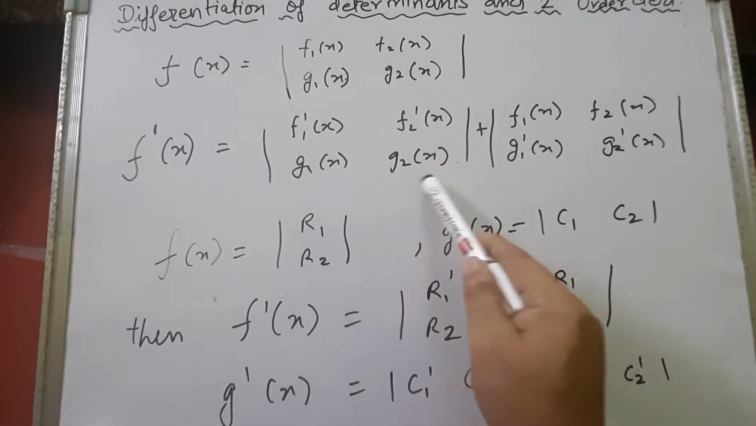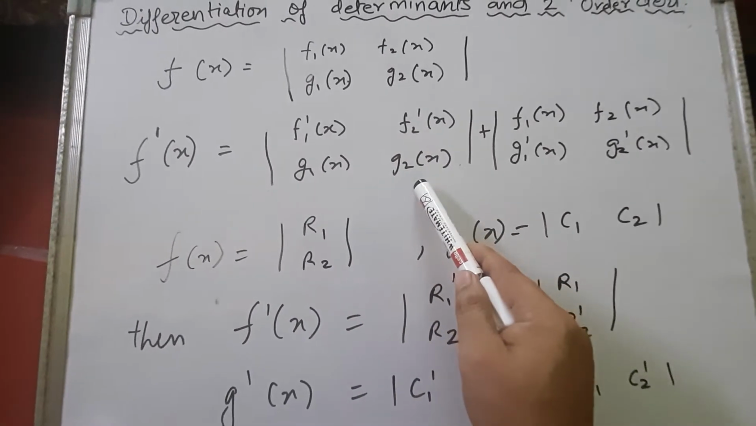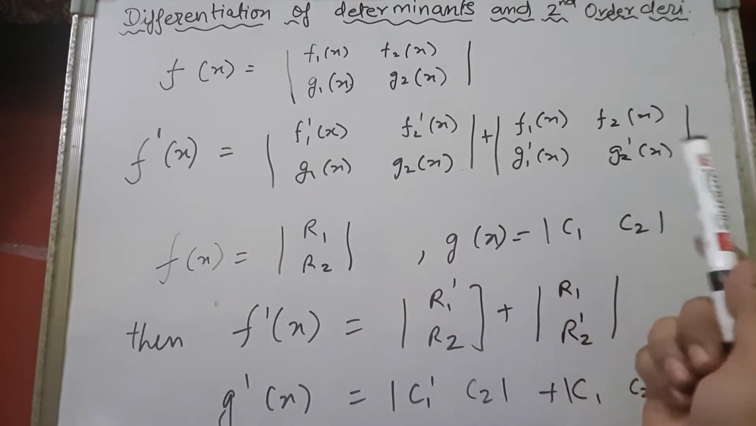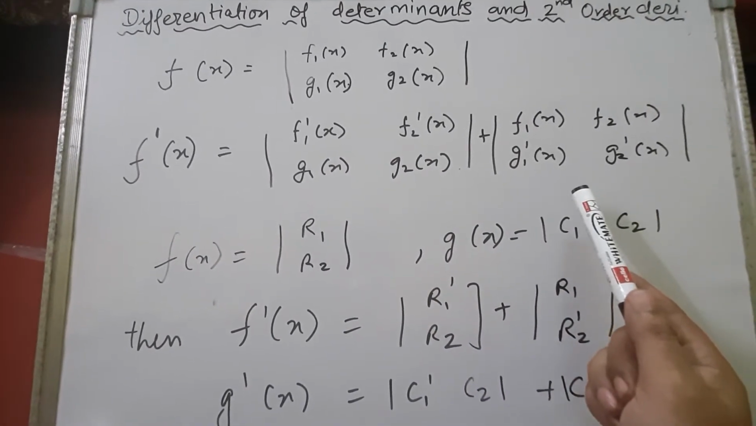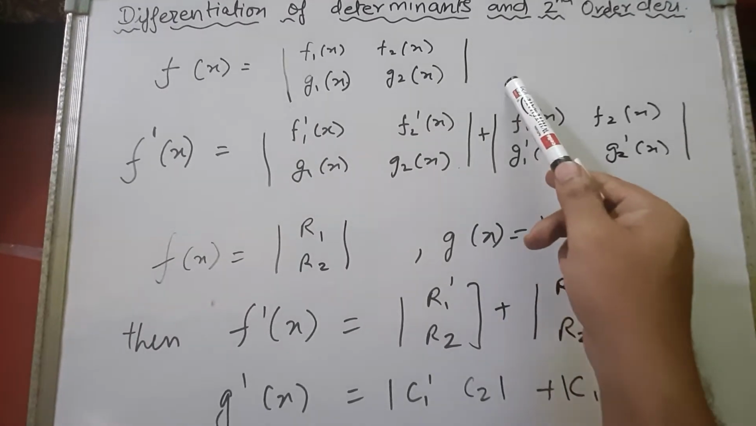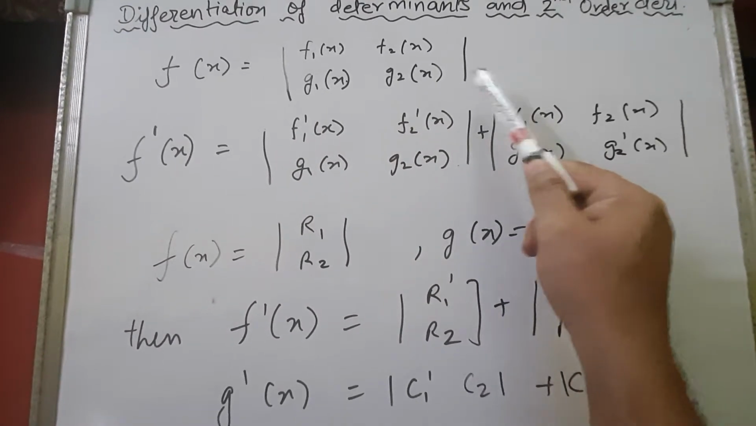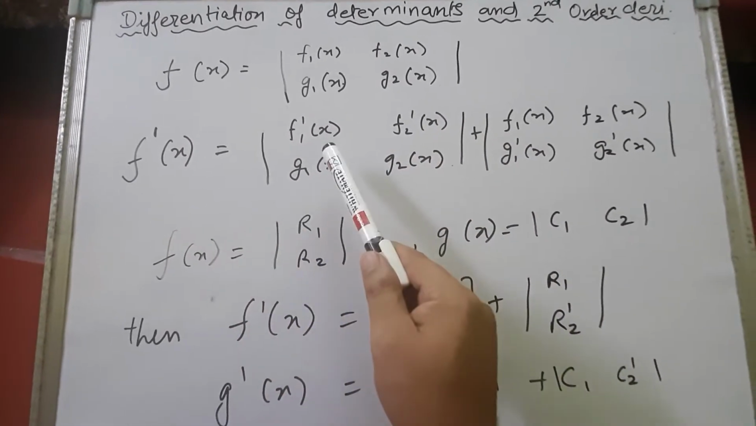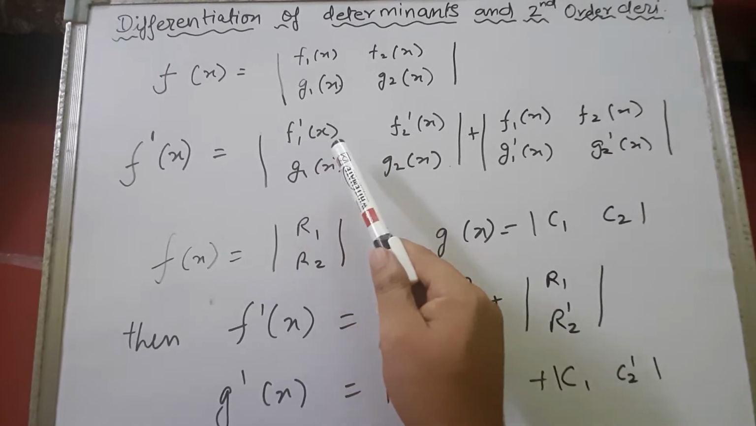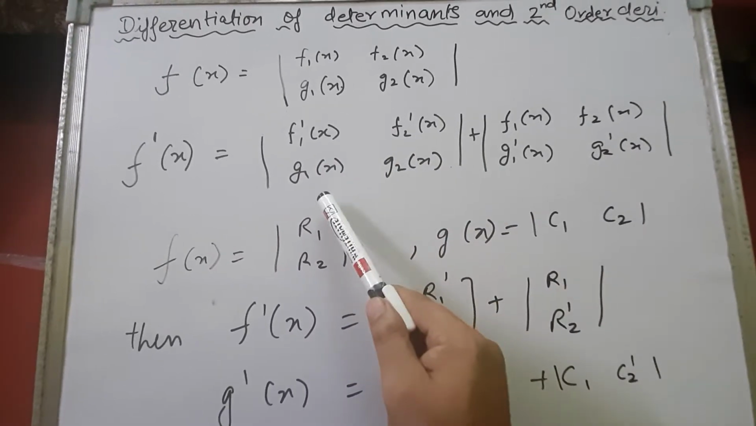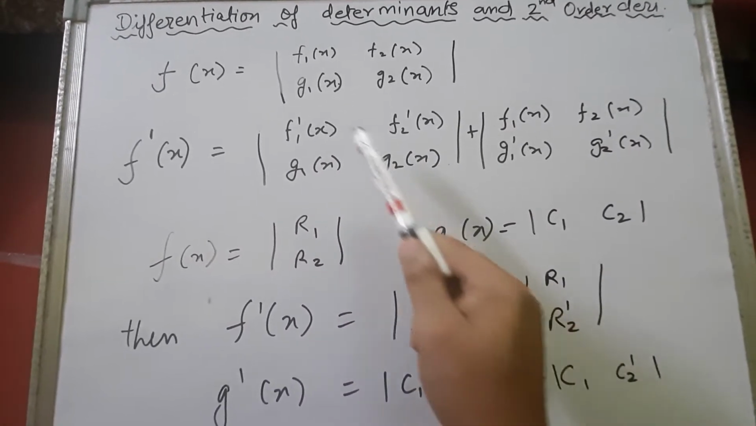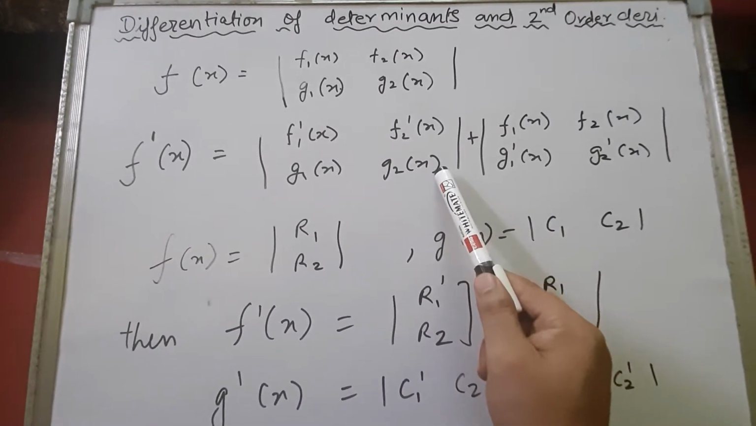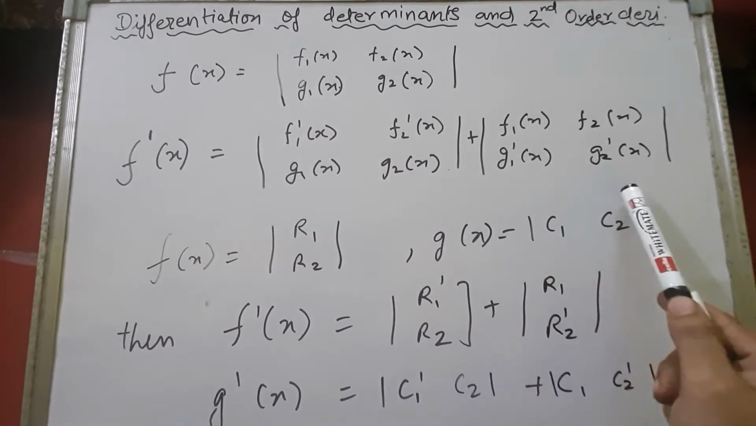and column will be unchanged. The rest of the rows will be unchanged, will remain same. And then we differentiate the second row and the other rows will remain unchanged. Right. So if f(x) equals f1(x), f2(x), and the second row is g1(x), g2(x), so f dash x will be f1 dash x, f2 dash x, g1(x), and g2(x). Now when you are differentiating the first row, the second row will remain unchanged. Now we are differentiating the second row here.